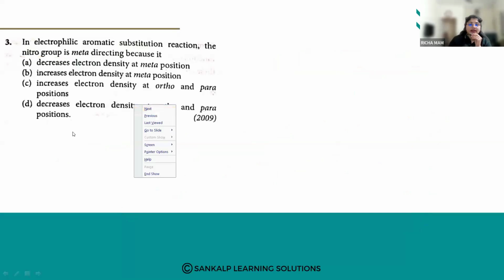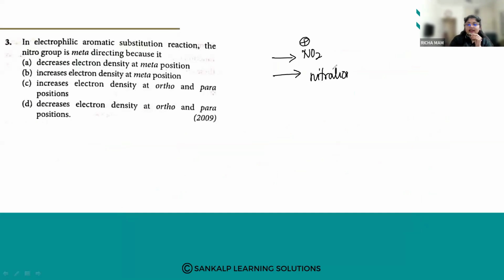Fine. So remember that nitro group, nitronium ion. How do we get this nitronium ion? We get nitronium ion in nitration. How is nitration carried out? We are using a nitrating agent, that is concentrated HNO3 and concentrated H2SO4. So by using this, we are going to get the nitronium ion.